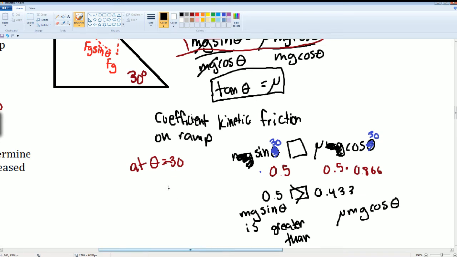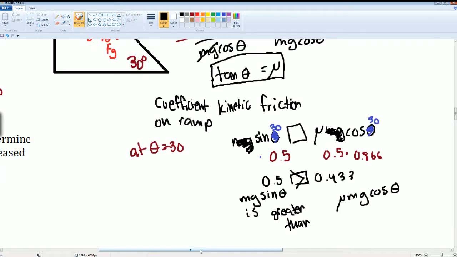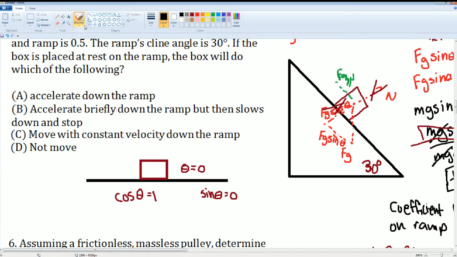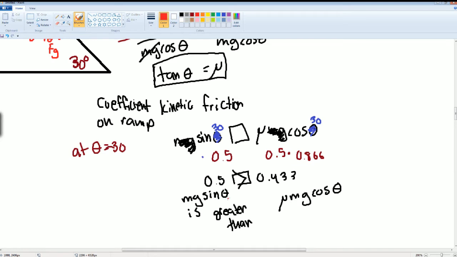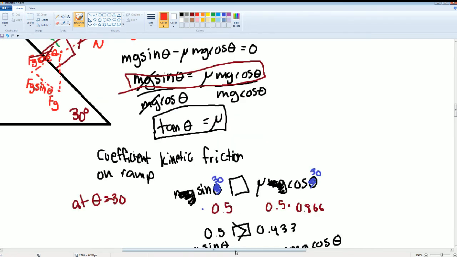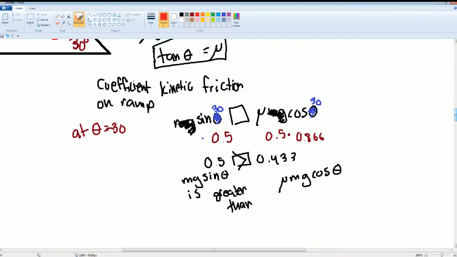So what's the answer? If this part is greater than this part, that means the force pulling it down is greater than the force of friction. So the answer would be it accelerates down the ramp. Good. Here I only set it equal to 0 because I was trying to compare the two forces, and I do not know if it's equal, less than, or greater than. That's why I put an empty box. This is how you can compare and contrast them.